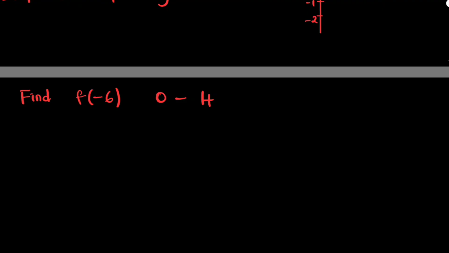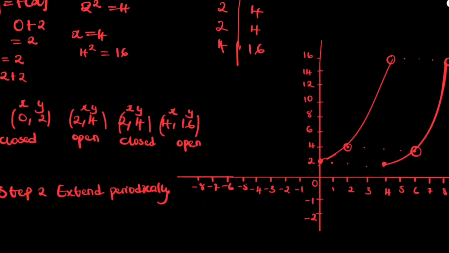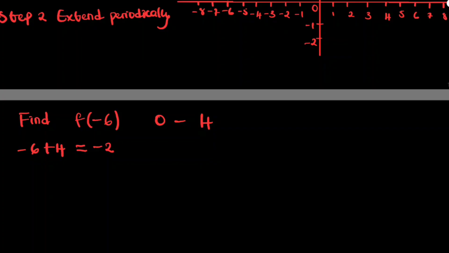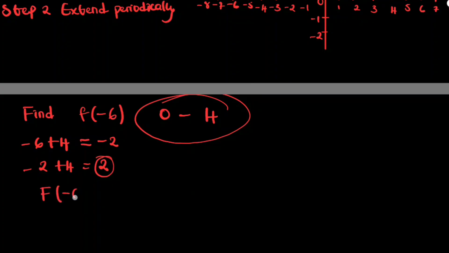Okay, let's go. So we have minus 6 plus 4. What's minus 6 plus 4? Minus 6 plus 4 is minus 2. Is minus 2 in the range? Let's check. Minus 2 is not in the range. Remember, it ranges from 0 to 4. So we add again. Minus 2 plus 4 gives us 2. 2 is in our range. So we can say f of minus 6 is equal to f of 2.